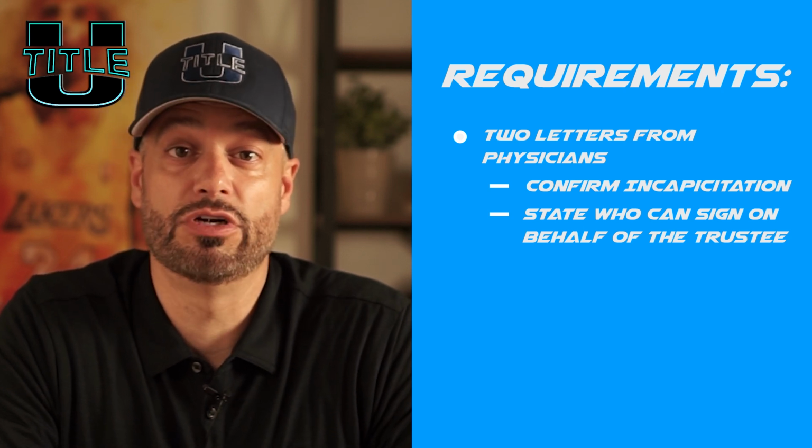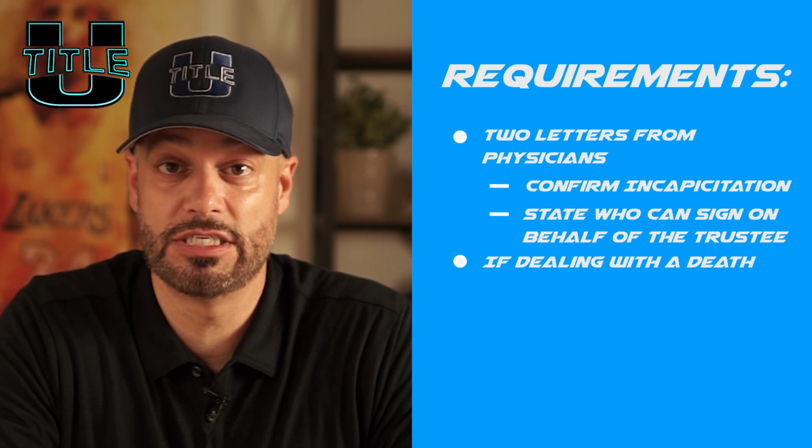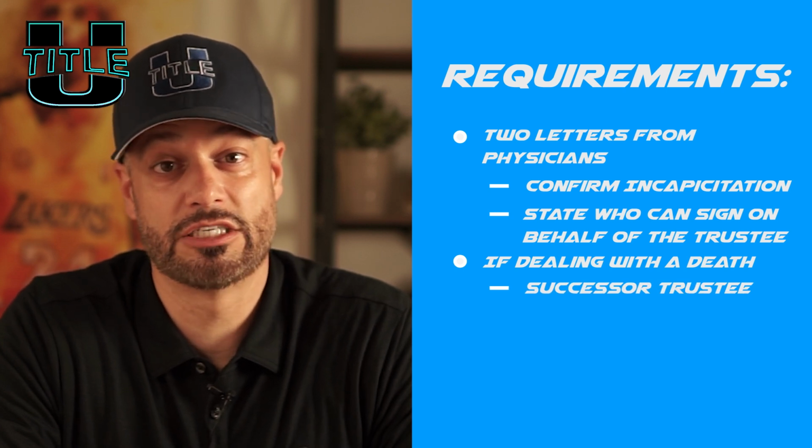And same if we're dealing with a death. If somebody is deceased, one of the trustees or both of the trustees, then we're dealing with the successor trustee. Sometimes there's one, sometimes there's multiple. Sometimes they're listed in a specific order, so if the top person can't do it, then it goes down to the second, then the third. Or sometimes they require all of them to sign.